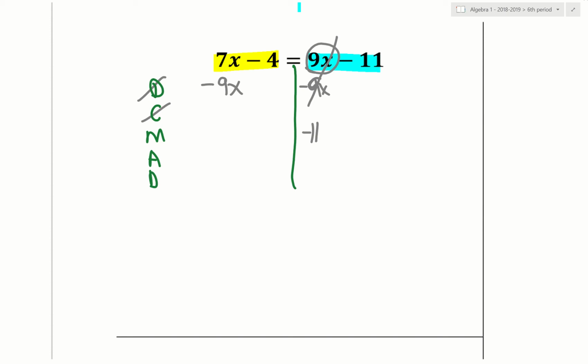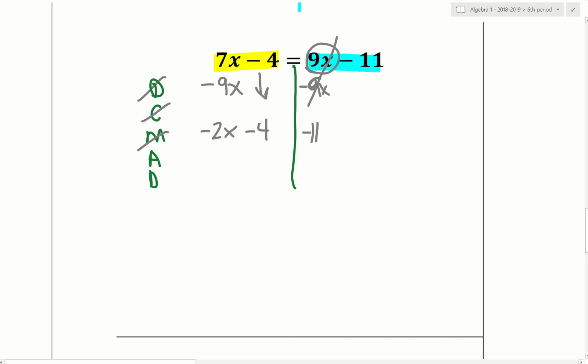And then I read this part, 7x minus 9x, like a book. Kind of like 4th grade math, okay? Read it like you would. 7 minus 9 in your calculator is what? Negative 2. Bring down that x. And then what else did you not touch? The negative 4, so bring it down.